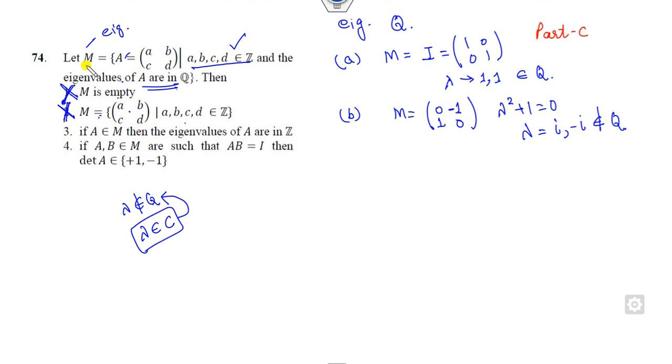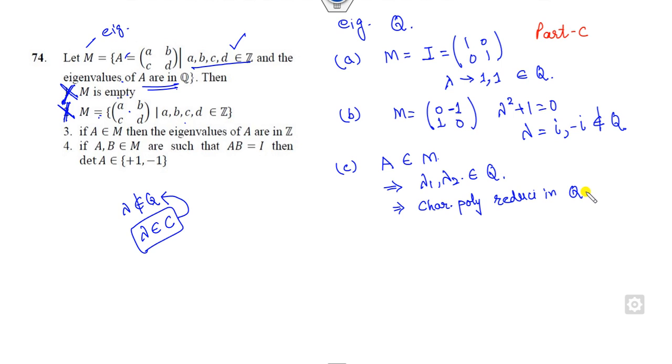If A belongs to M, what is the meaning of that? A belongs to M means whatever the eigenvalues, they are in the form of Q. Or you can say the characteristic polynomial corresponding to this eigenvalue is reducible in Q. That's the meaning of this, because whatever the characteristic equation you write, it is the sum of the eigenvalues and the product of them, or you can say the characteristic polynomial is reducible in Q.